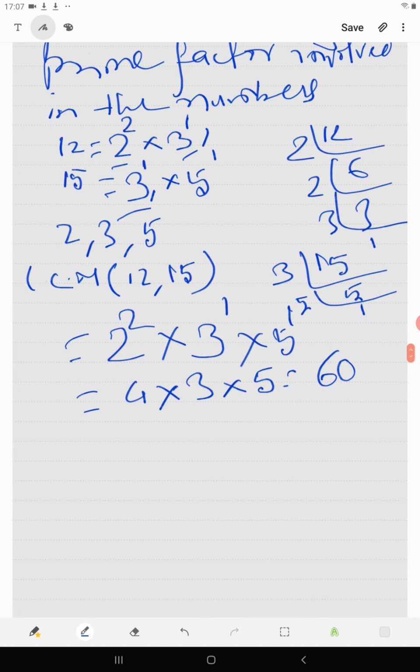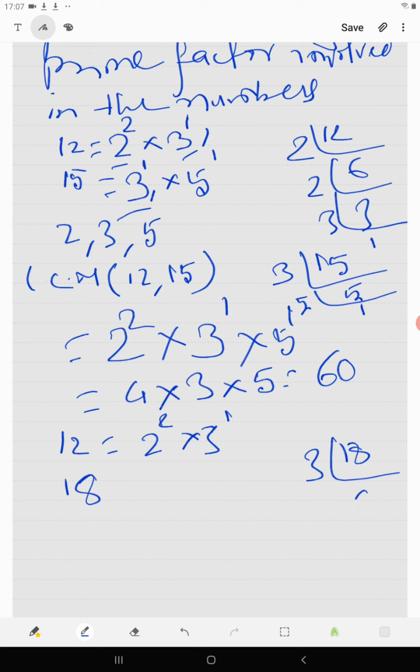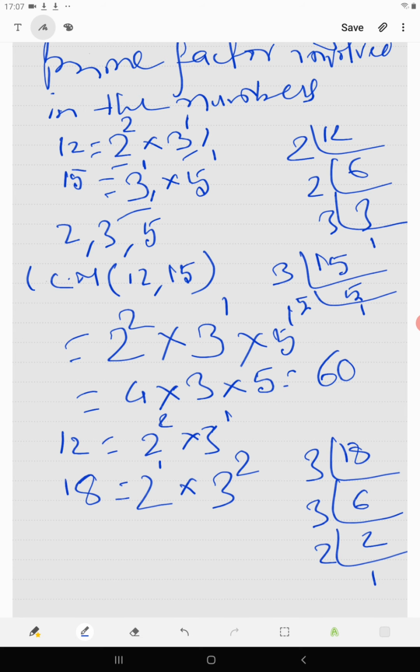So let's take another example. Instead of 15, suppose 12, let it be 12 only: 2 square into 3 to the power 1. Let's take 18. 18 divided by 3 is 6, 6 divided by 3 is 2, 2 divided by 2 is 1. So you can see it will be 2 to the power 1 into 3 square.